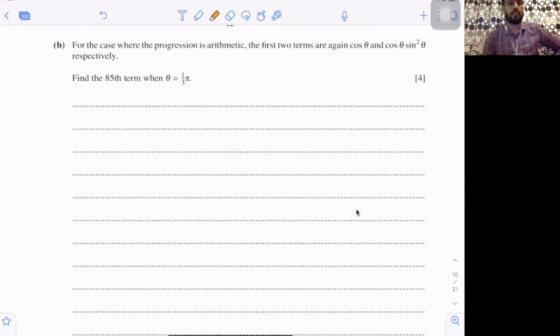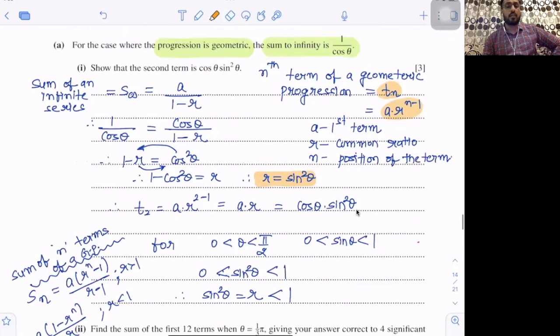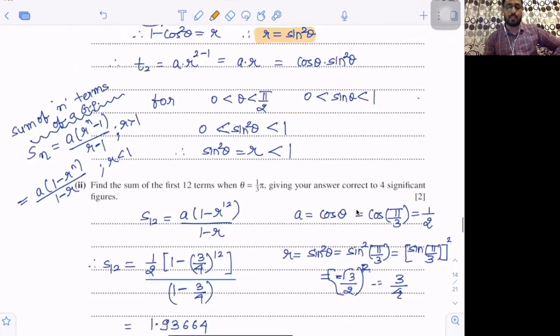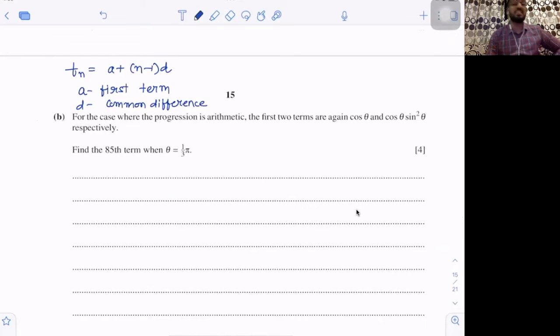Let's solve for part B. Now it is told that for the case where the progression is arithmetic. Previously the progression was geometric, right? Now the progression is arithmetic. For an arithmetic progression, you should remember that the nth term Tn is given by a plus n minus 1 d. That's how we find the nth term. d is the common difference. a is the first term, and this time d is the common difference. That means you take the difference between two consecutive terms.